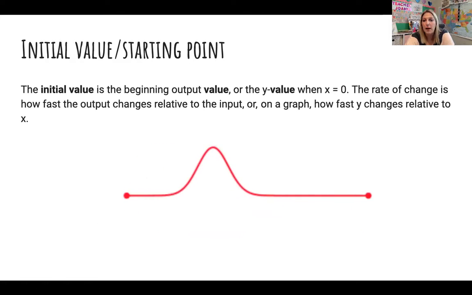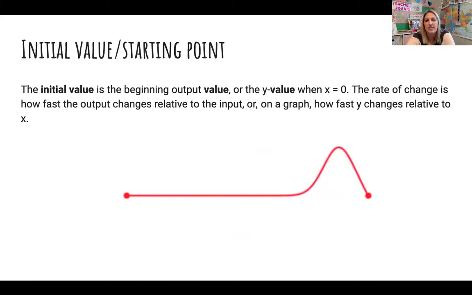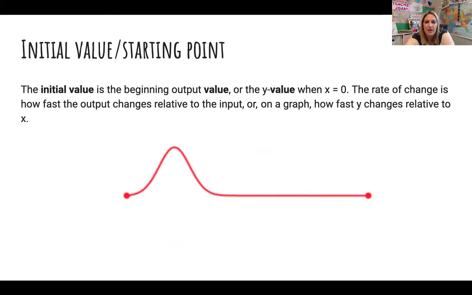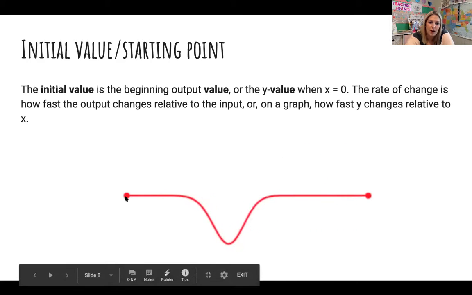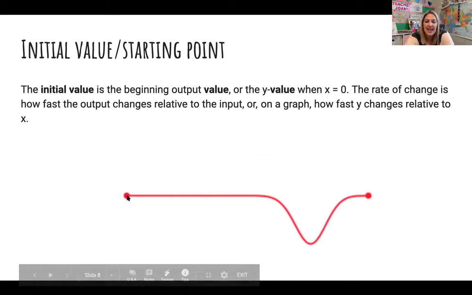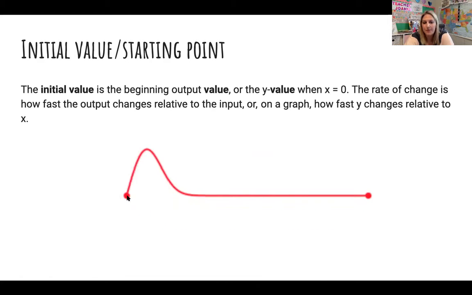All right, let's talk about initial value or the starting point. Okay, the initial value is the beginning output value or the Y value when X is 0. The rate of change is how fast the output changes relative to the input on a graph. So if we're looking at a graph, this is a good place if you are starting at, let's say, on an X and Y axis at 0, 0.